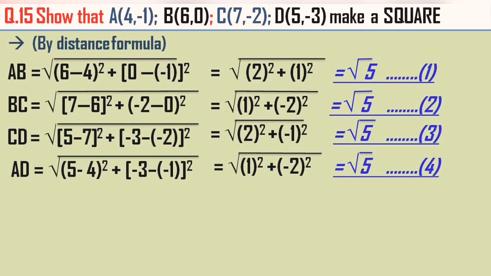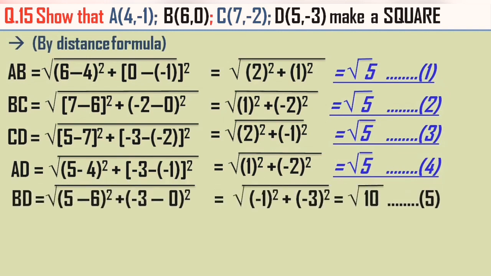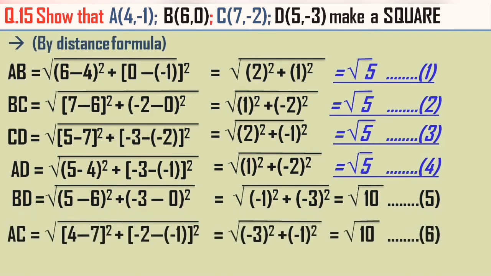Now it is time to calculate the values for the diagonals. The formula for the distance is the square root of x2 minus x1 the whole square plus y2 minus y1 the whole square. Please check the values twice from the coordinates given and then substitute them. For BD, after substituting the values, we will get the answer root 10, and for AC, again you will get the answer root 10. So by 5 and 6 we can say the diagonals are equal.